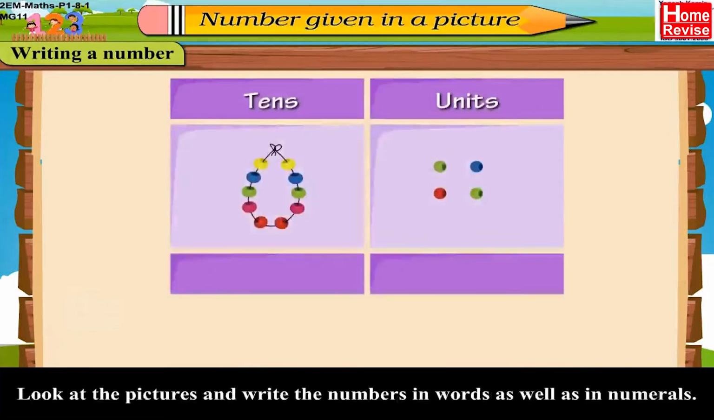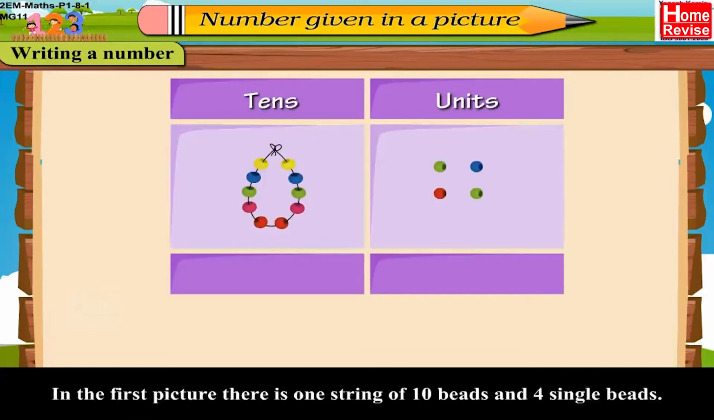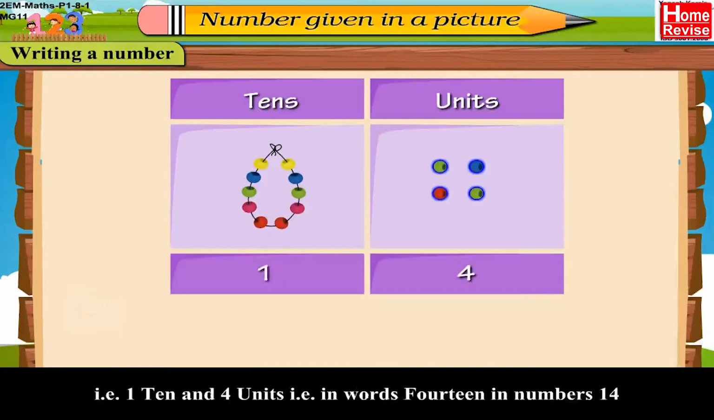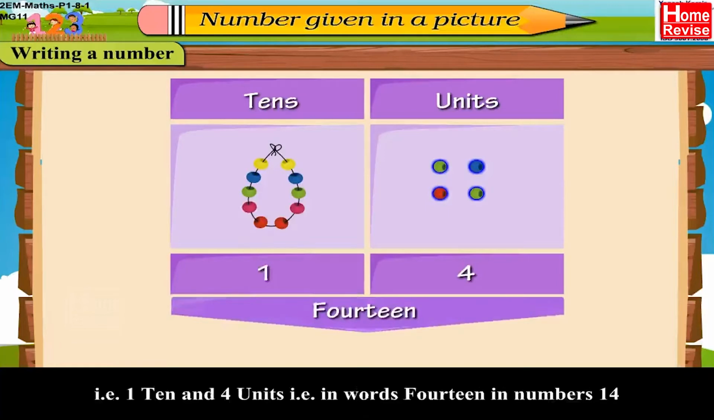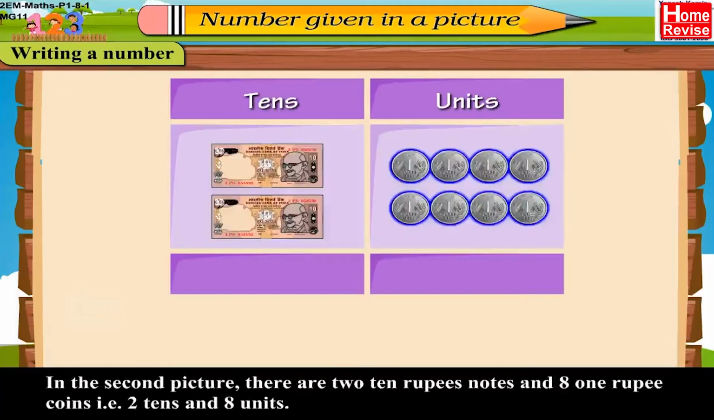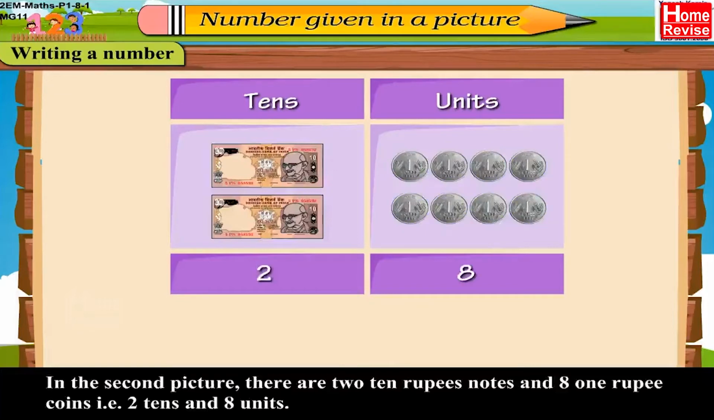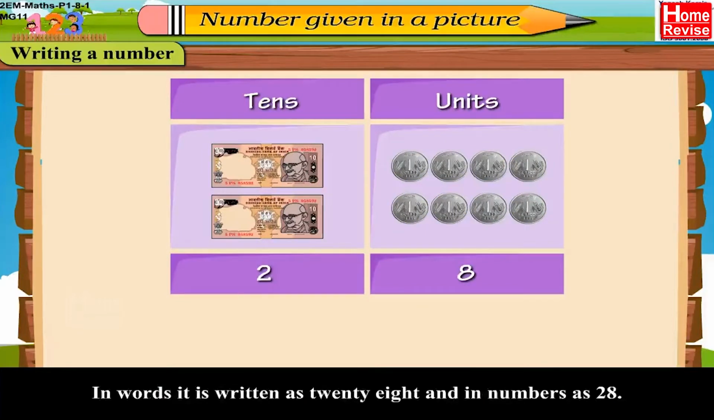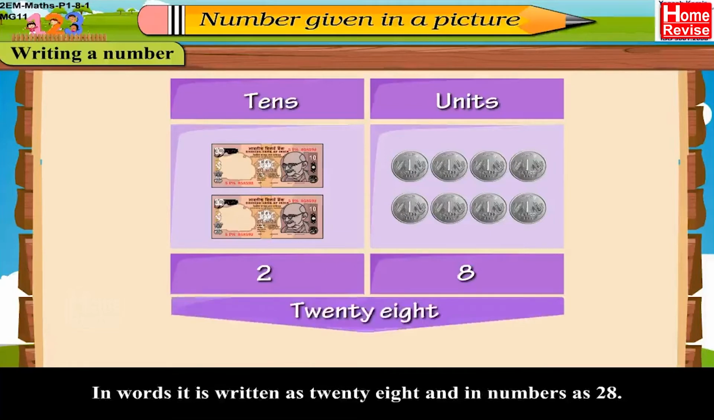Look at the pictures and write the numbers in words as well as in numerals. In the first picture, there is one string of 10 beads and 4 single beads, that is 1 ten and 4 units, that is in words 14, in numbers 14. In the second picture, there are 2 10-rupee notes and 8 1-rupee coins, that is 2 tens and 8 units. In words, it is written as 28 and in numbers as 28.